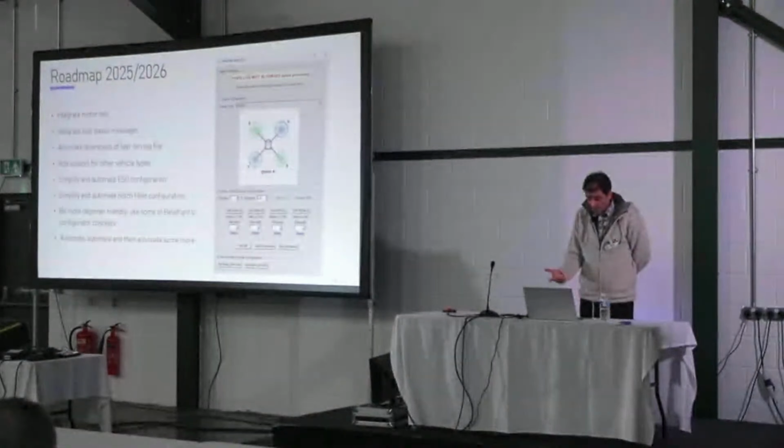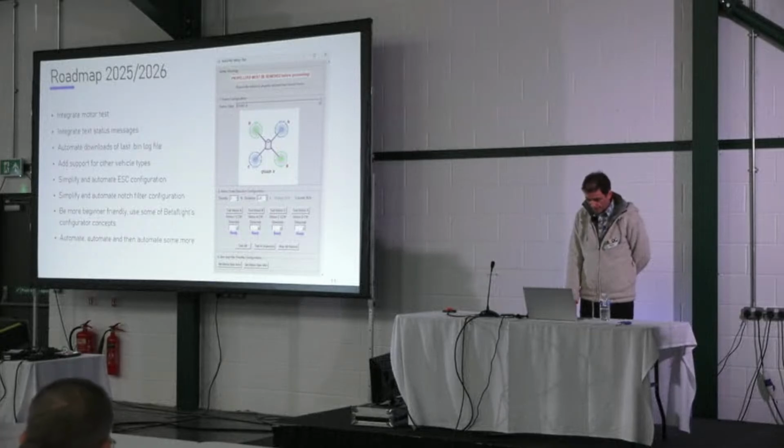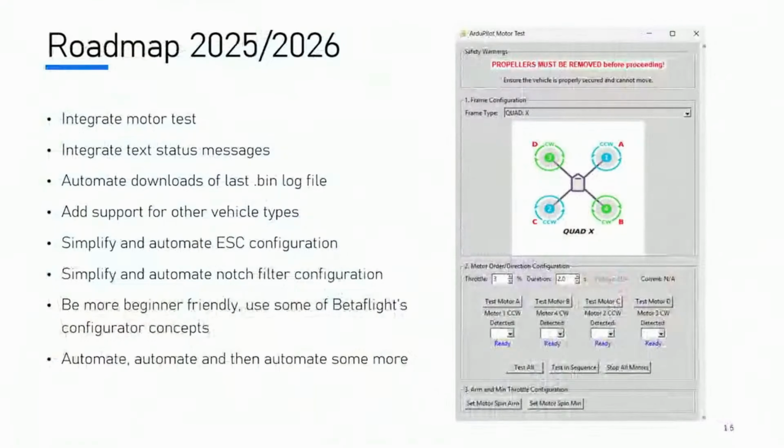Then there's status messages. Currently, we don't show status messages anywhere. Automate downloads of the last log bin file. That's very useful because right now to download a bin file, what I do is I use MAVFTP and log into the board, list all the files, and get the last file. So instead of doing that, I'll have a button that automates that, goes there, gets the last file, puts it on your hard disk, so you can use any analysis tool for that without leaving the tool.